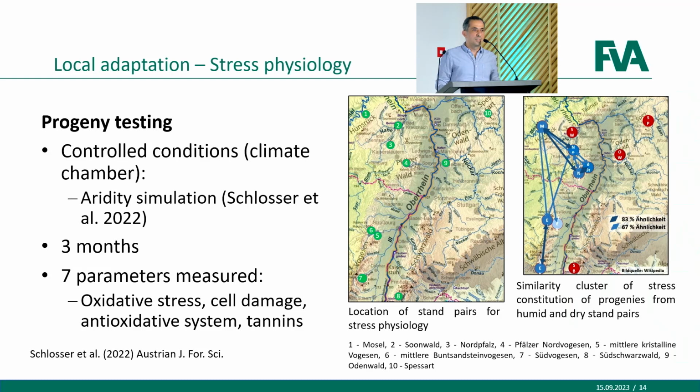I mentioned already also the physiological approach. For the physiological approach, there was a common garden with progenies. There were 7 stress metabolites which were assessed, and similarly to the outliers, there was not always a consistent pattern where all dry sites behaved the same way compared to the humid ones.